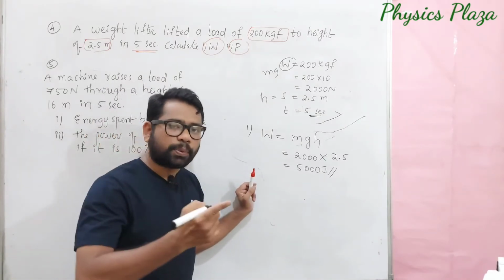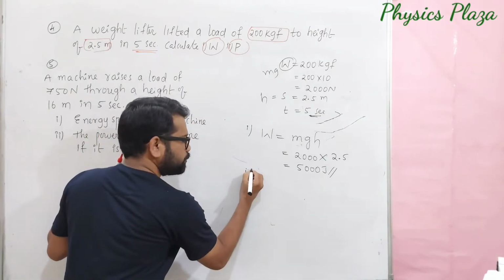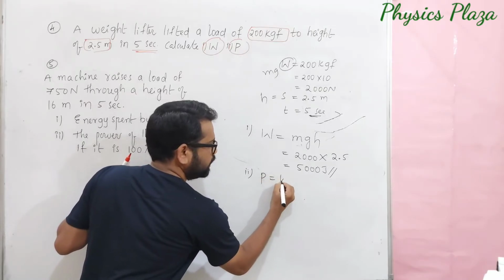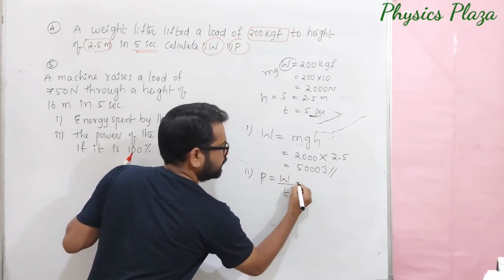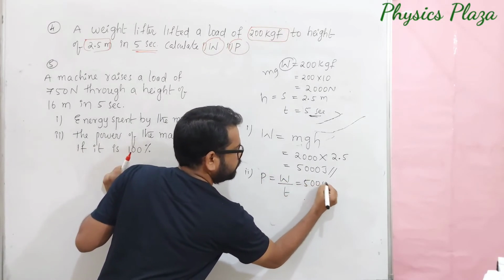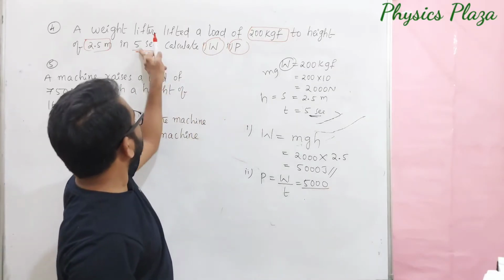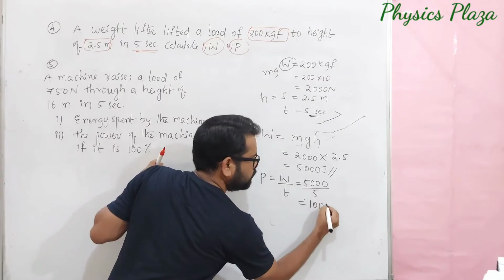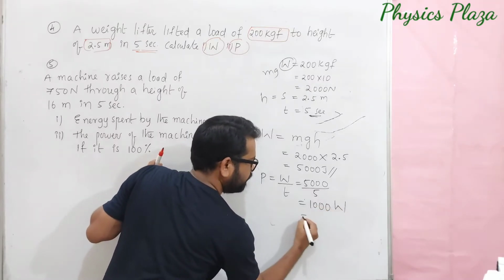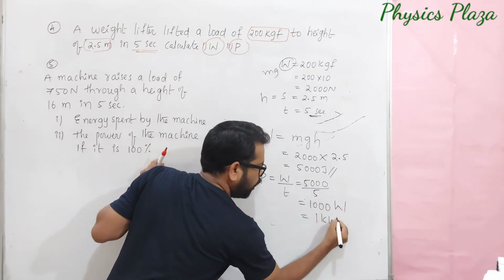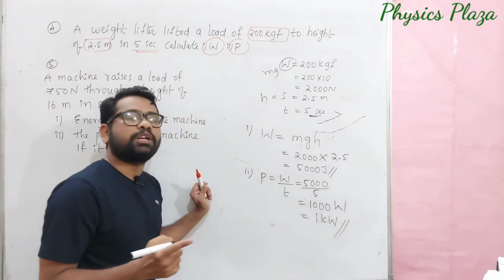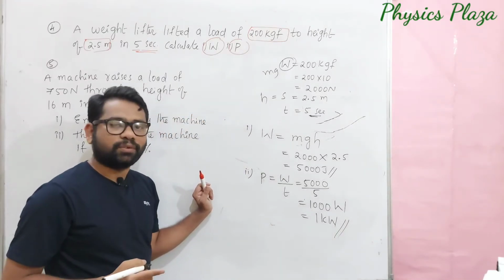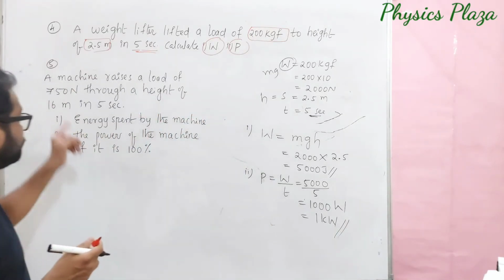Then what is the power spent? So children, power spent P is equal to W by T, that is 5000 by time, which is given as 5. So it is 1000 watts, or simply we can write 1 kilowatt is the power spent by the weight lifter. Okay children, now let us see the fifth question.